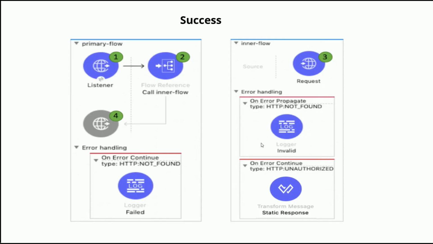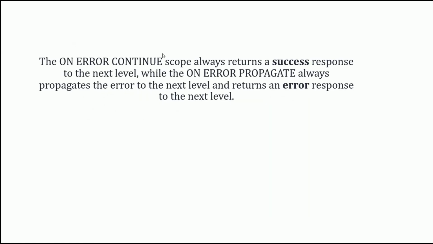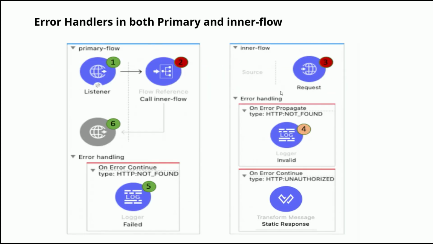Right? Now let's summarize. In the success workflow, it's very clear. It gets the request, calls the flow, and once we get the success response, it sends the success response back to the user. And what happens if we don't have matching handlers when we get the exception? The request gets the exception, but there are no handlers to handle it. In that case, the error will be propagated to the main flow, the primary flow itself. On error continue scope always returns a success response to the next level, right? We have seen that we get a 200 success response. And on error propagate will propagate the error.